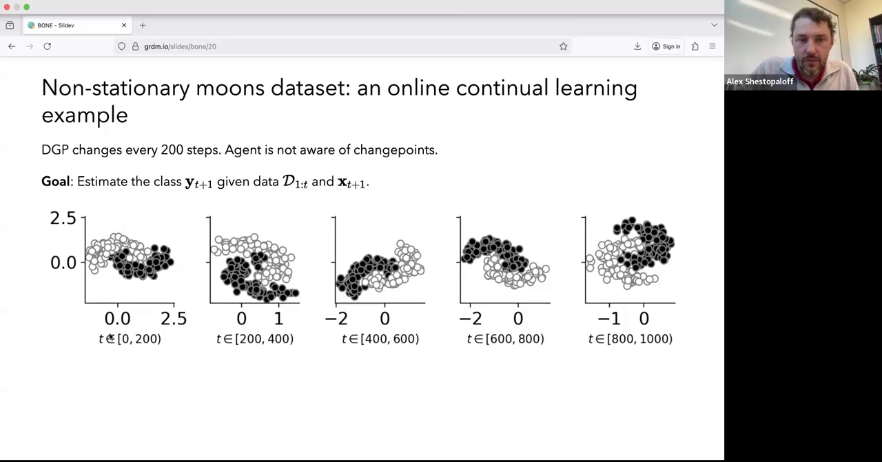So from time 0 to 200, this black moon is down, right? But from 600 to 800, this is completely flipped, right? So a boundary that passes through here would be completely wrong, right? If you learned it on this part of the data alone. So if the agent's not aware of these change points, then we can reasonably expect some kind of failure to start happening here, something basically to go wrong.